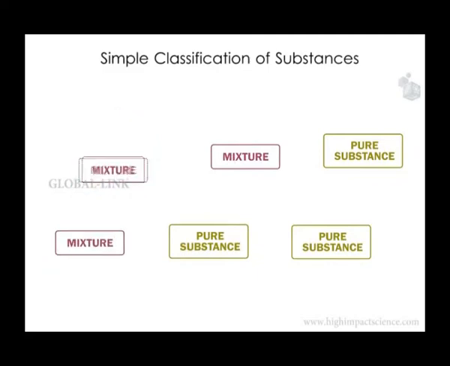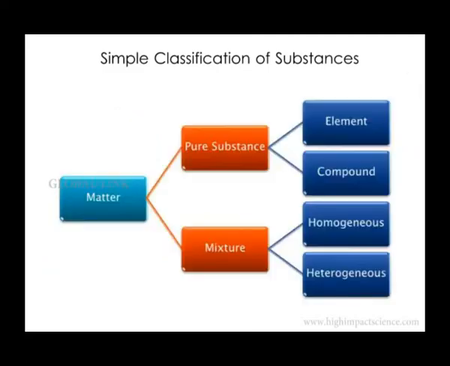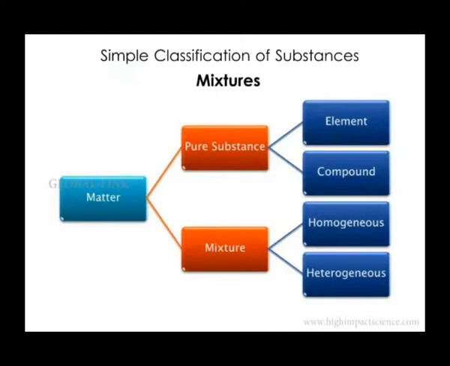pure substance. A mixture can either be homogeneous or heterogeneous. Pure substances, on the other hand, can be classified either as elements or compounds. By the end of this Form 1 chemistry, we should have exhausted studying each and every part of this chart. We've done matter. Now let's go to mixtures.